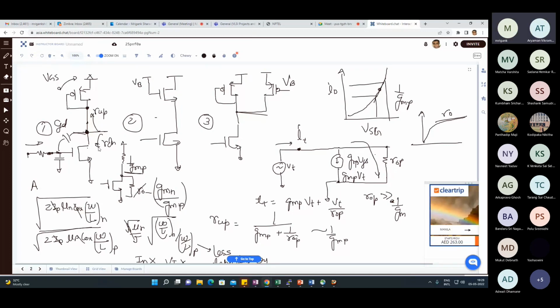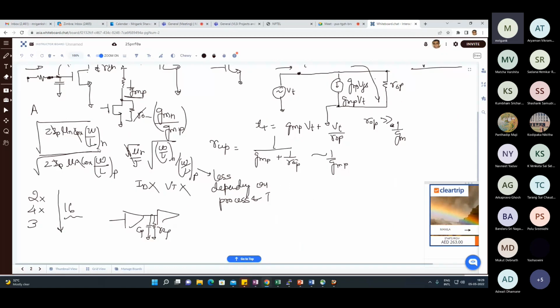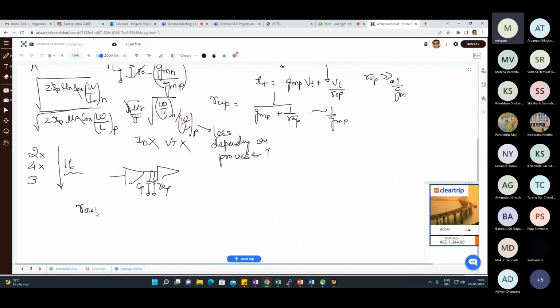So this R up parallel R down is at the output node, R out equivalent, approximately equal to, in this case, 1 upon GM. Because R down is RO, as compared to that, 1 upon GM is much lesser. This is what the value is. So we said that this is a low impedance node.